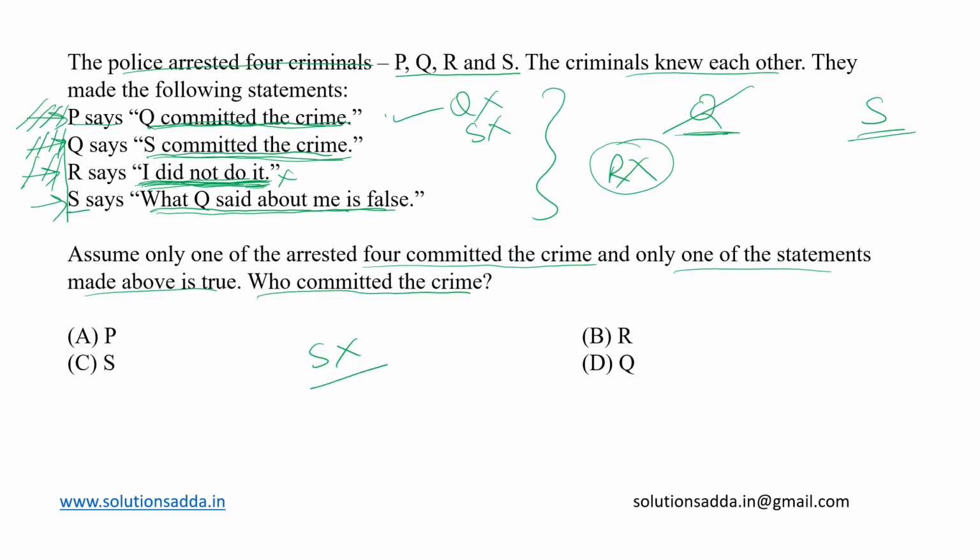R says I did not do it. Its negation will be I did it. So this claim is trying to say that R has committed the crime and what we assumed that S has not committed the crime. So yes, these two can go along and we can come to a conclusion that R has to be the actual criminal for this case. So what S is saying is true and based upon that we come to the conclusion that R is the actual criminal. So the correct answer is option B.